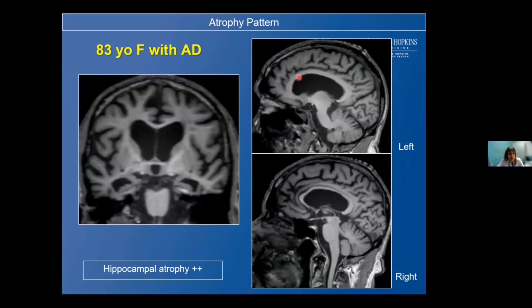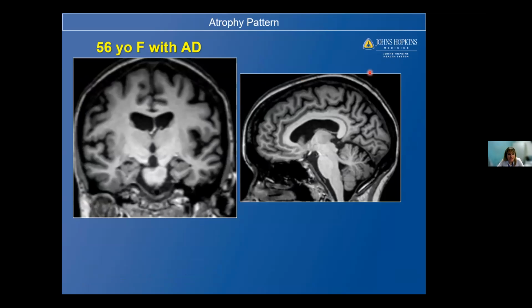Another example of an older patient with AD, again with moderate to severe hippocampal atrophy, but relative preservation of parietal regions. So this is just another example of the same thing. Temporal predominant atrophy as compared to the parietal atrophy.